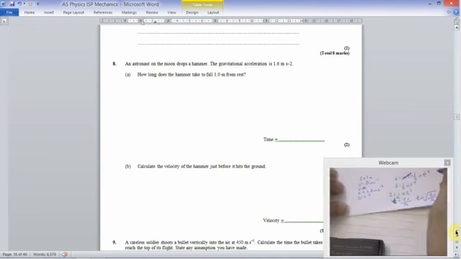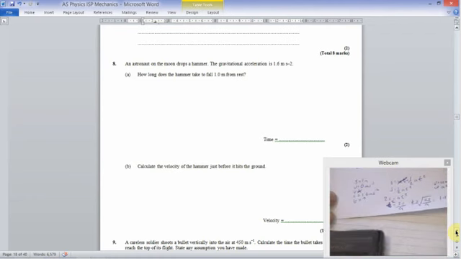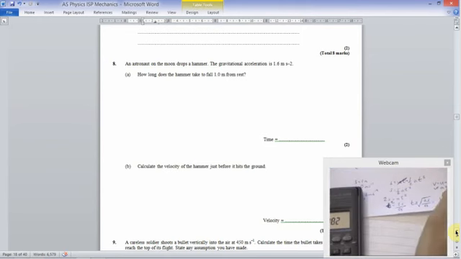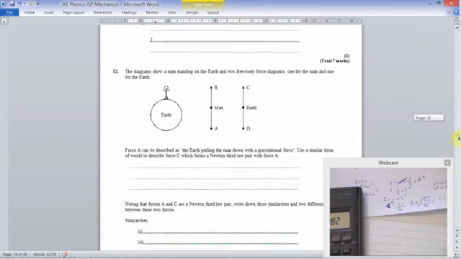Calculate the velocity of the hammer just before it hits the ground. Okay, so V is equal to U plus AT. U is 0, so therefore it's just going to be V is equal to AT. We've got the acceleration, so I've got the time that we just figured out, multiplied by 1.6, which is our acceleration, so you end up with 1.79. So the velocity is equal to 1.79 meters per second. Okay, let's check the 2 parts of question 8. Nice 4-mark question to get, or 2 nice 2-mark questions to get.